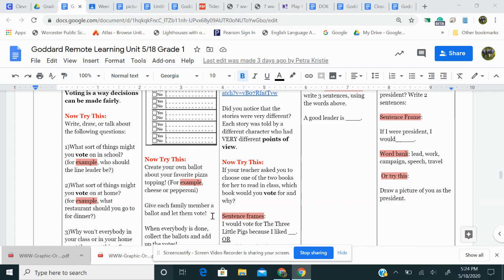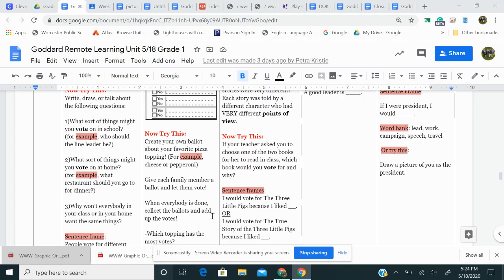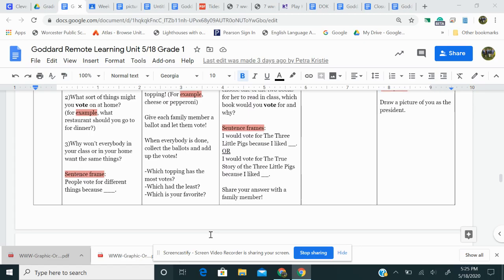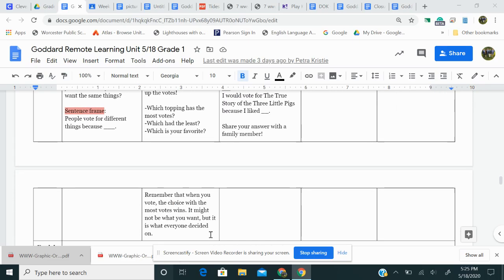Give each family member a ballot and let them vote. When everybody is done, collect the ballots and add up the votes. Which topping has the most votes? Which had the least? Which is your favorite? Remember that when you vote, the choice with the most votes wins. It might not be what you want, but it is what everyone decided on.